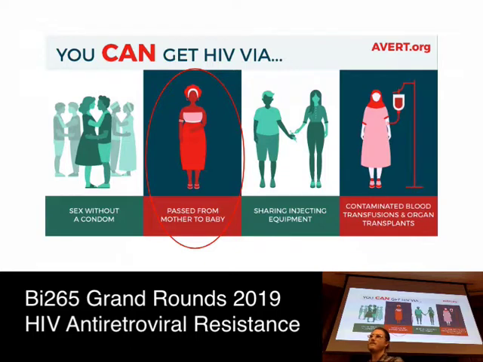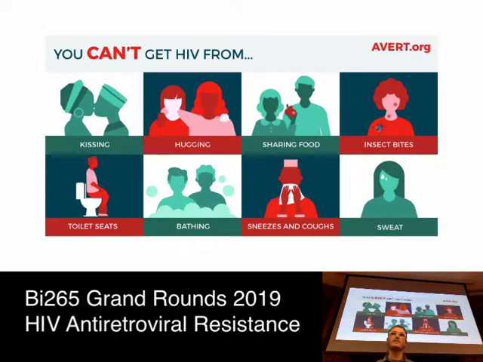You can get HIV through four main pathways: unprotected sex, in utero from mother to child, dirty injection equipment, and contaminated blood transfusions. It's a misconception that you can get it through saliva or urine or insect bites. So these are vectors that you don't have to worry about.